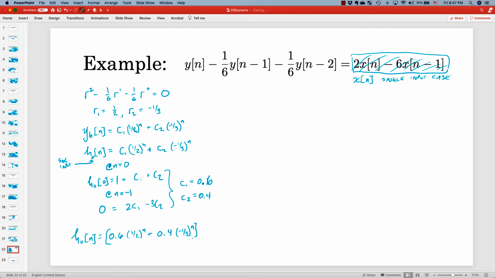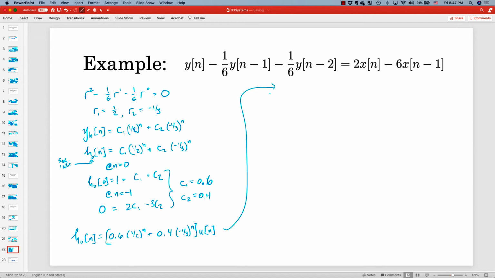Also, the unit impulse comes along at n = 0, and for a causal system, we must have 0 response before that. So that's why I tack on that unit step at the end. So now we're ready to undo our simplification and try and solve this for the more general right-hand side. So the true impulse response, due to linearity, should be twice the single input response minus 6 times the single input impulse response shifted by 1.